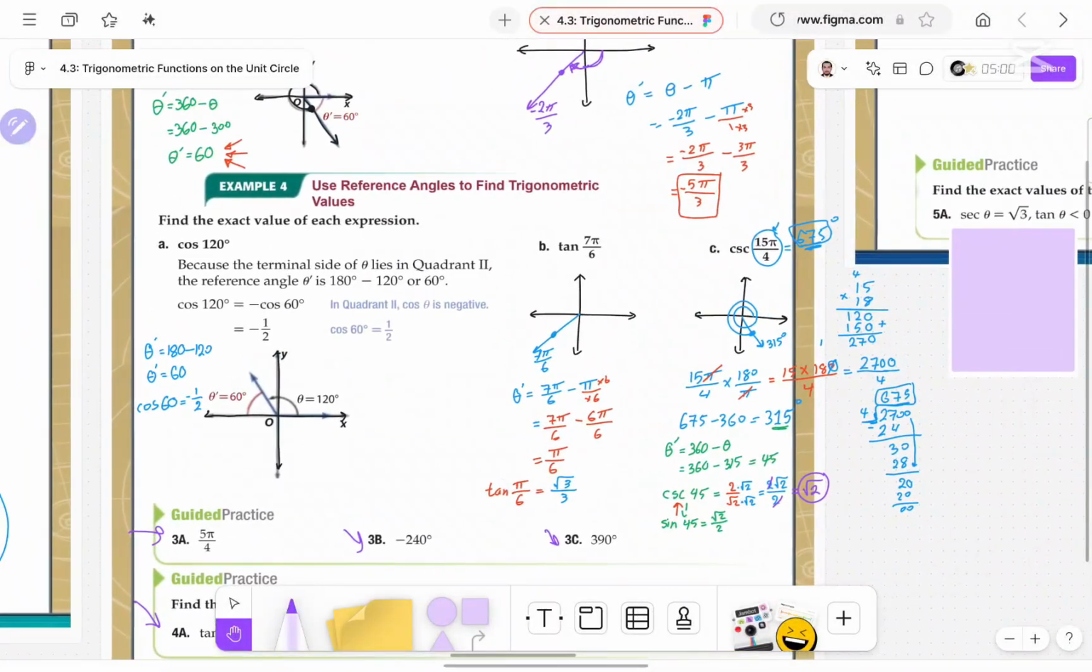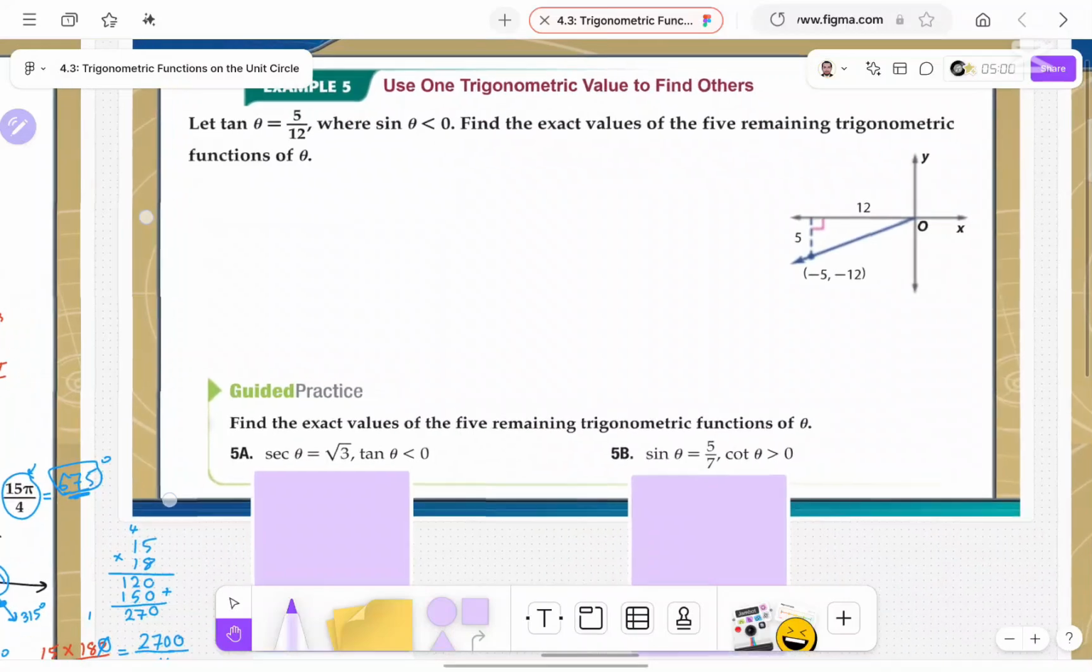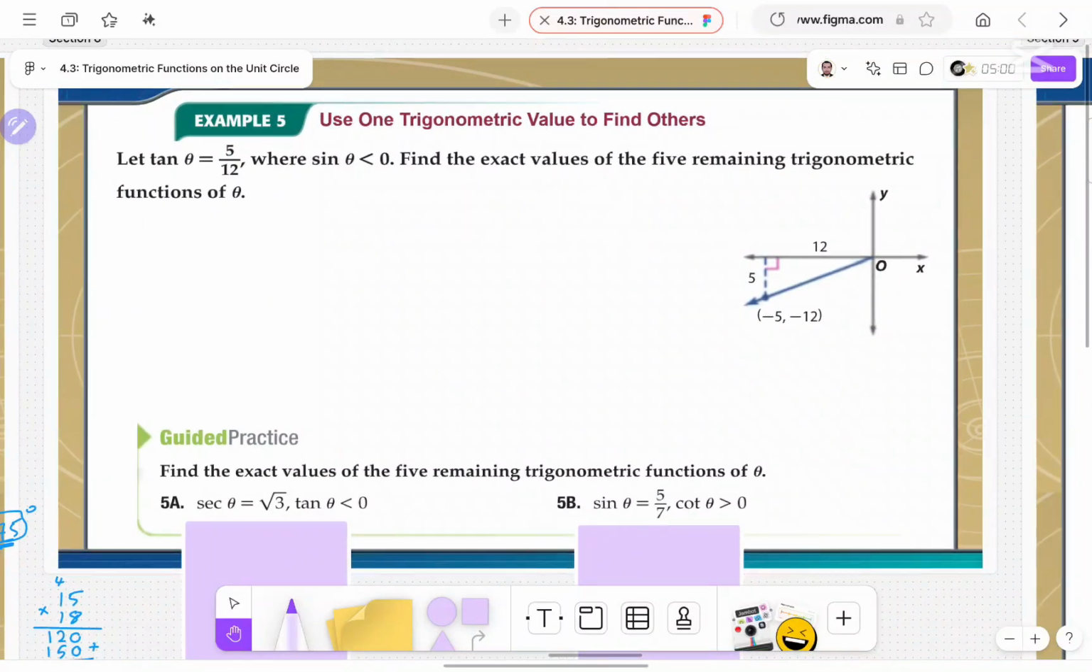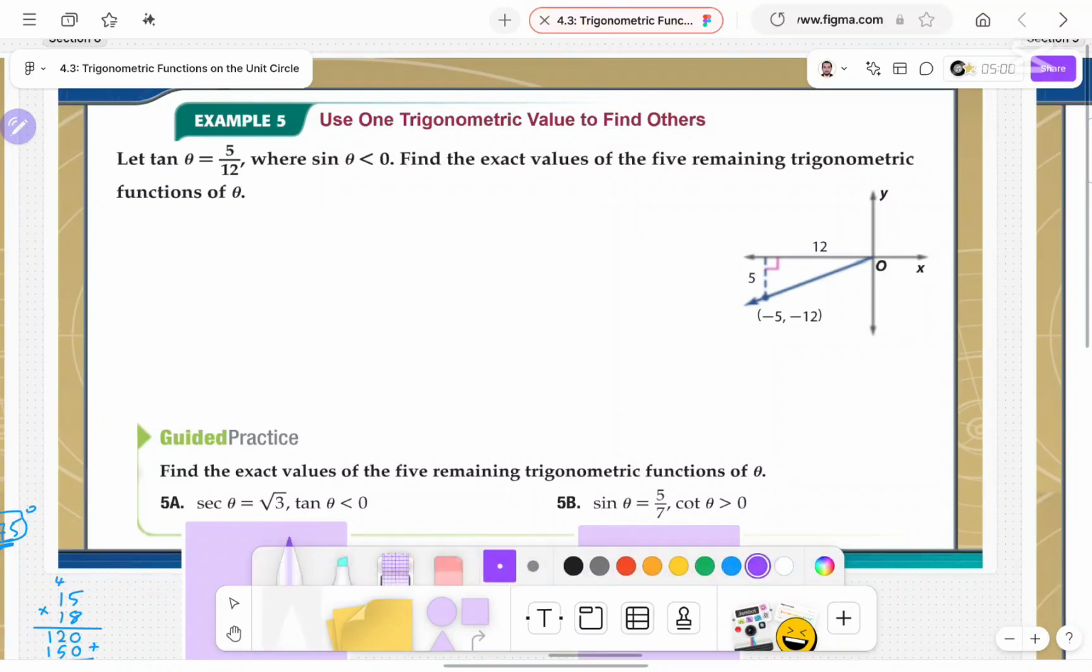I hope you understand this. Now let's go to the last part here. The last part is to use the trigonometric value to find the others. The question gave me tan theta is equal to 5 over 12, where sine theta is less than 0.